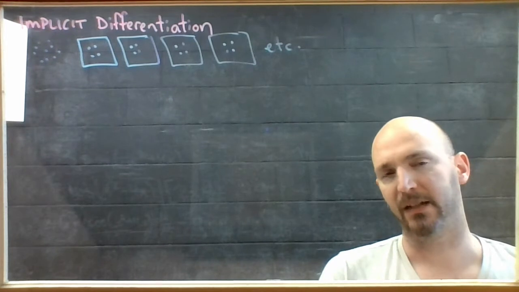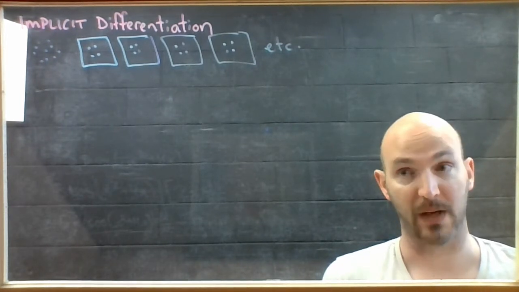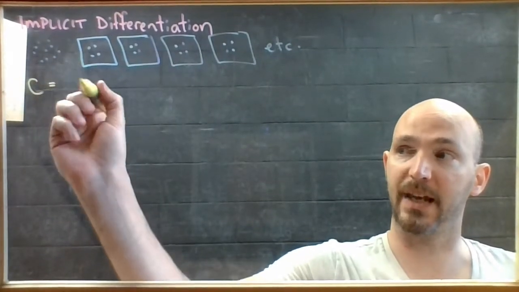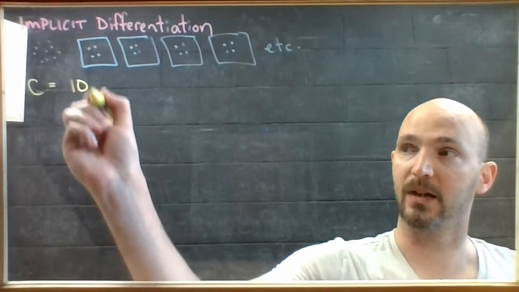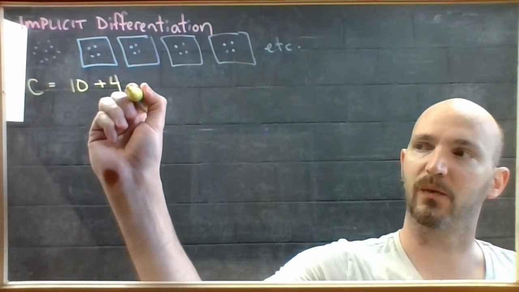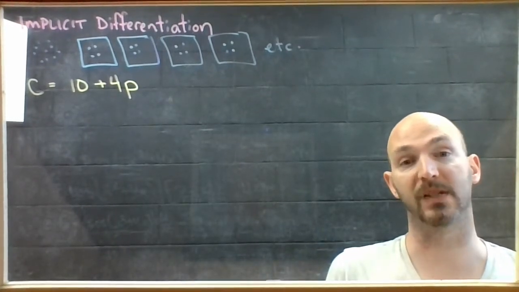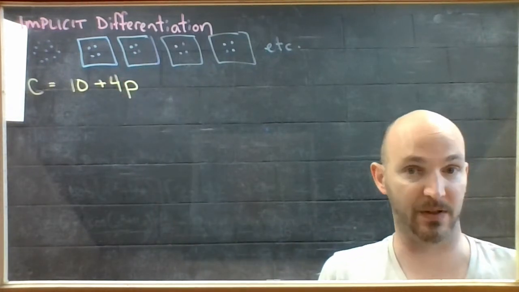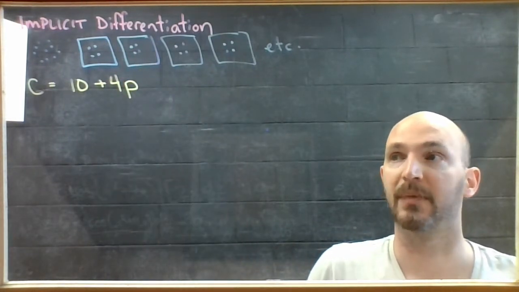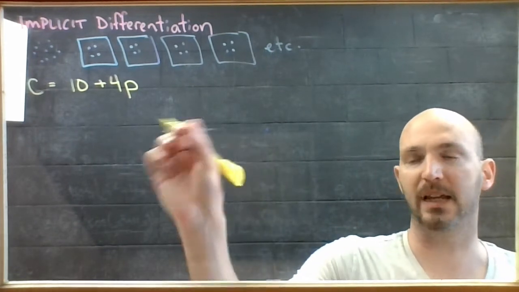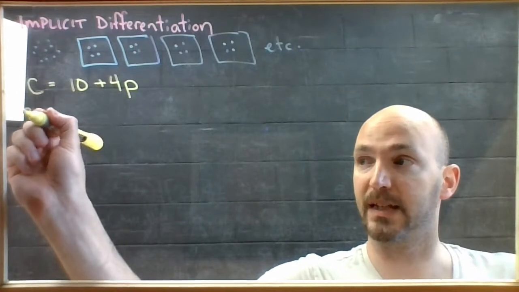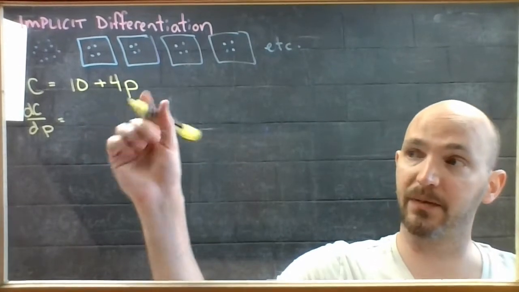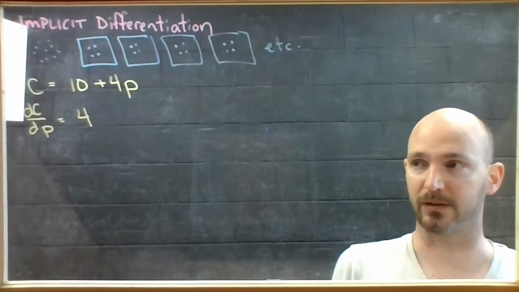So if I were to make an equation for the number of chocolate eggs you have in your basket, right, C for chocolates, then I would write out that you have 10 when you start, and then you add 4 for every panel that you step down. So if you step down 3 panels, you'd have 10 plus 4 plus 4 plus 4, which gives you 22. That's how that works. So if I were to take this equation and take its derivative, I would get dc by dp equals, the derivative of 10 is gone, the derivative of 4p is 4.